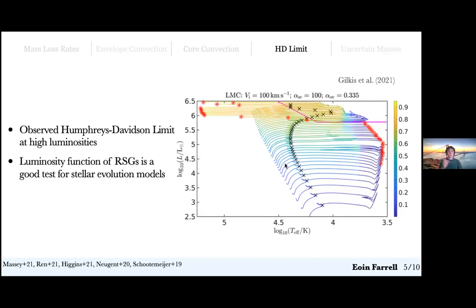And closely connected to the Humphreys-Davidson limit is the luminosity function of red supergiants. This may be quite a good test bed for stellar evolution as well, and has also been a topic of recent research using both models and observations. And again, at higher masses closer to the Humphreys-Davidson limit, turbulent convection and energy transport in the envelopes can be difficult to model and complicate the problem.